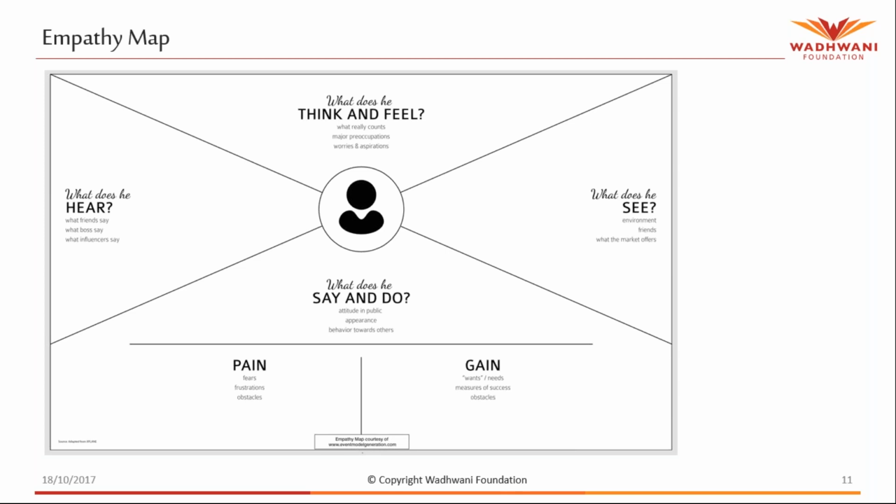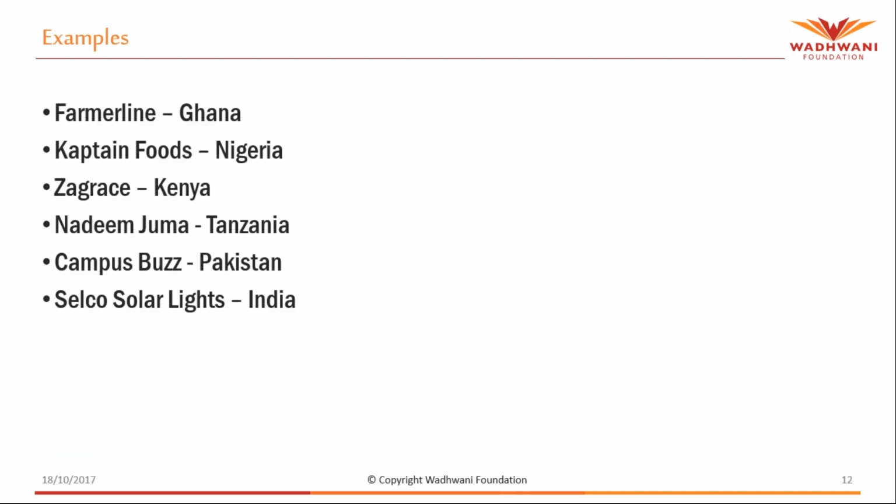You'll be getting this presentation, so this empathy map is part of it, but I'm sure you can download various versions of it. This is just one of the versions. There are various versions of it in many places. Now, it's important in the classroom to use very locally relevant examples. I have quoted a few examples over here which give you an idea about the use of design thinking in various businesses.